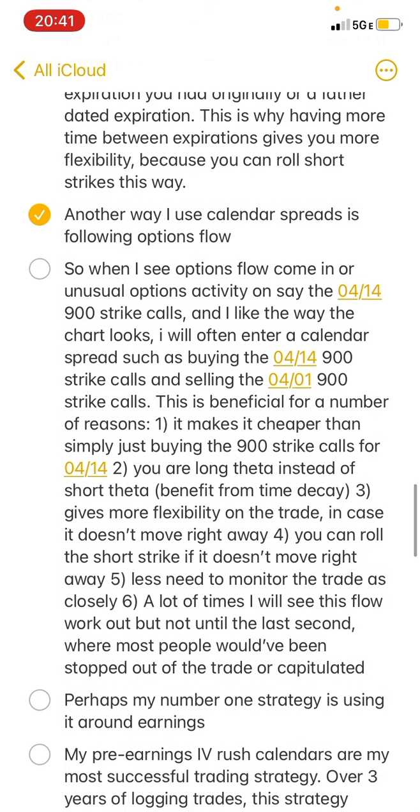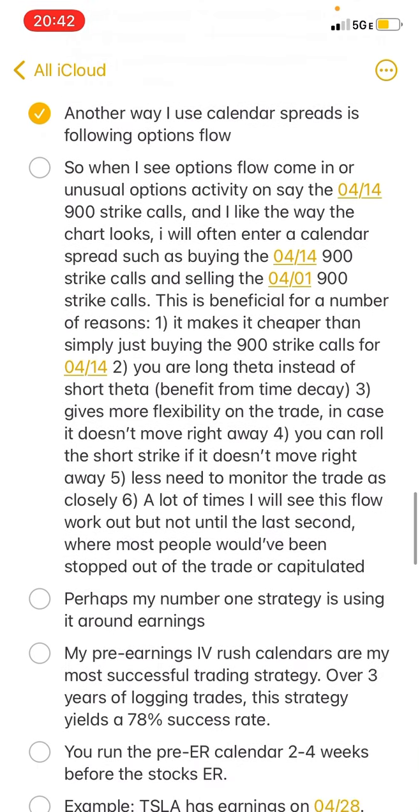Another way that I use calendar spreads is following options flow, right?